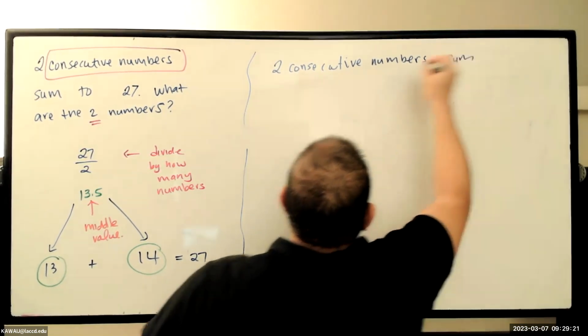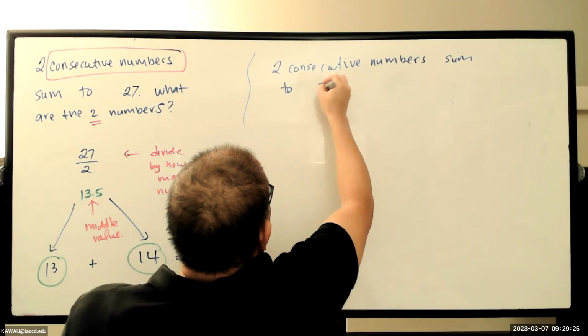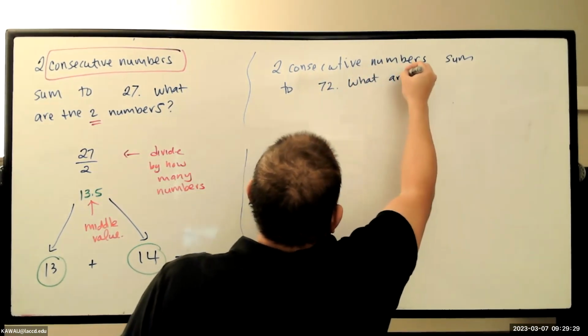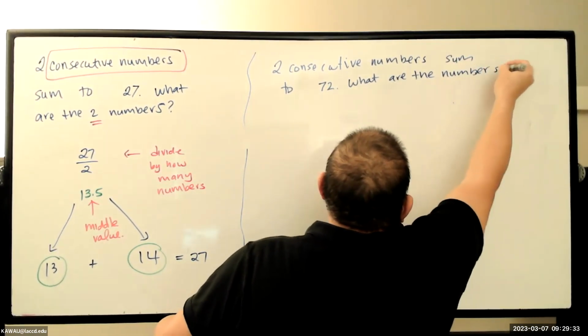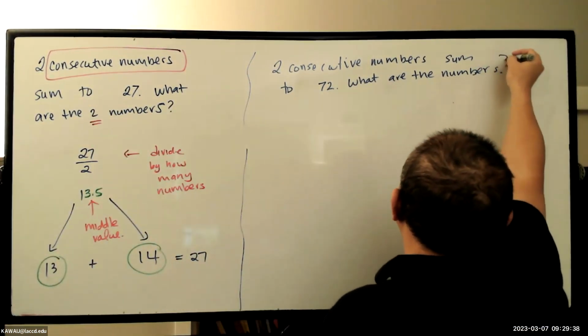Sum to 72. What are the numbers? So go ahead and do what we did here. Divide it by 3.